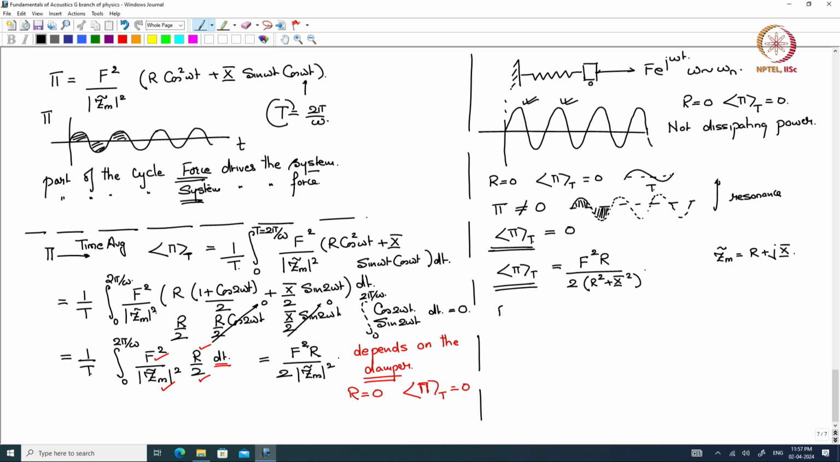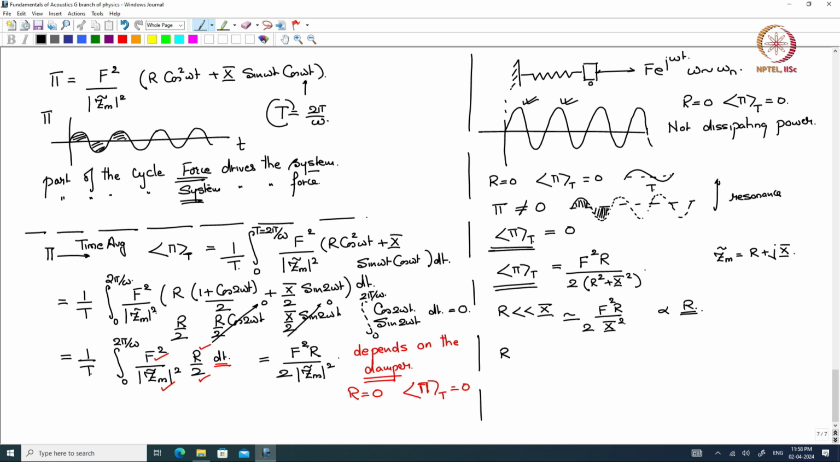If this R value happens to be much less than this X value, then what will happen? I can approximate this as F squared R by twice X squared. And that means my power is proportional to R, the damper. In this range, as R goes up, power consumed goes up.